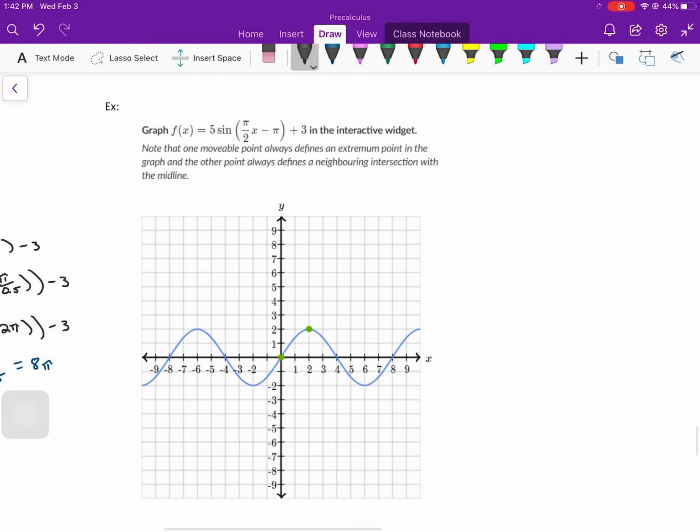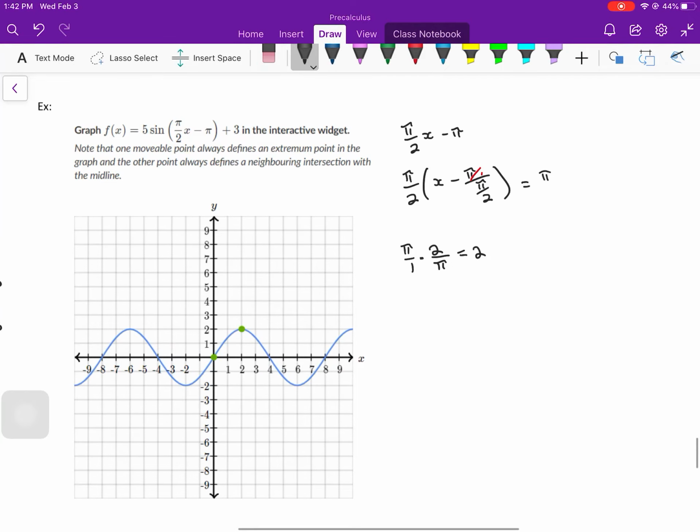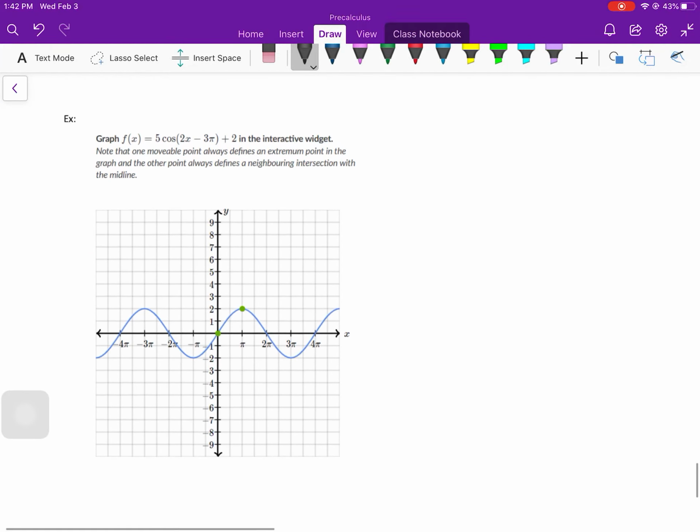This one's the same idea. Factoring out that pi over 2, I just wanted to show you real quick how to do that. So factoring it out to the outside means you divide by it, which means you got to flip and multiply. So that's over 1. So you're going to have pi over 1 times 2 over pi, which equals 2. So the inside there, and that's it. Cosine, same idea. Just start on the maximum, go to the midline, make sure those are switched around.